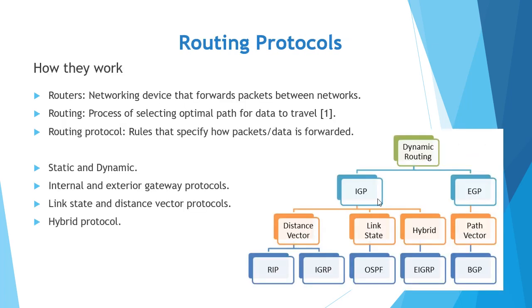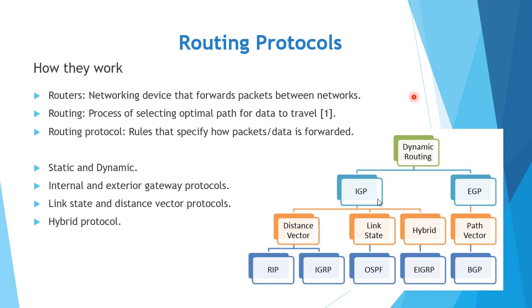So first we're going to look at routing protocols and how they work. Routers are networking devices that forward packets between networks. Routing is the process of selecting the optimal path for the data to travel, and the routing protocols are a set of rules that specify how packets or data are forwarded.